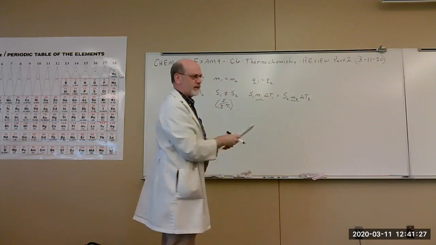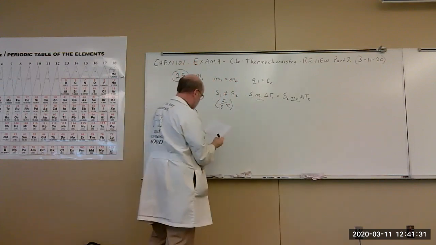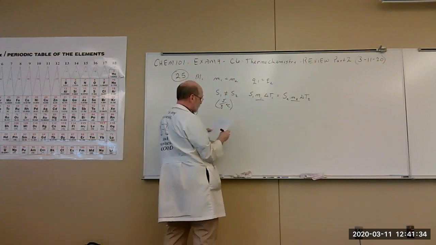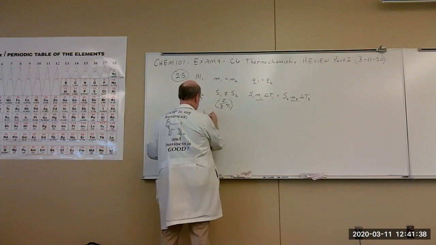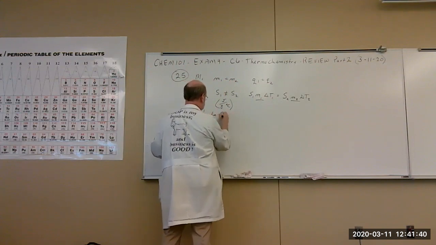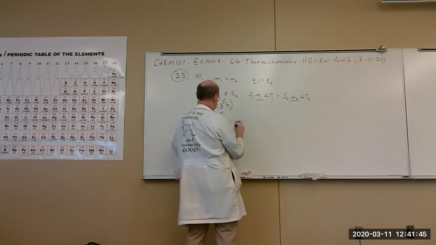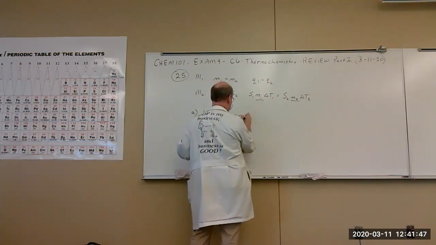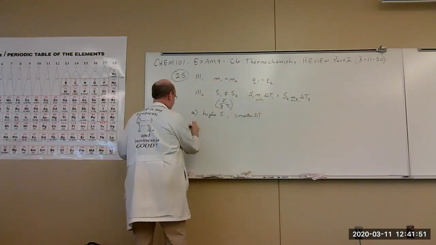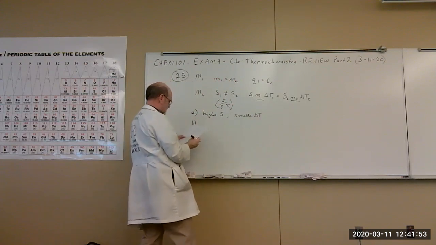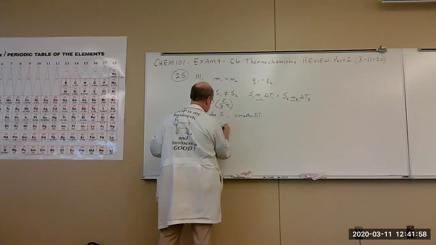Let's go to our choices. A says the metal with the higher heat capacity undergoes the smallest change in temperature. The higher S, smaller delta T. Okay. B, metal with a lower heat. Okay, so this is the converse.